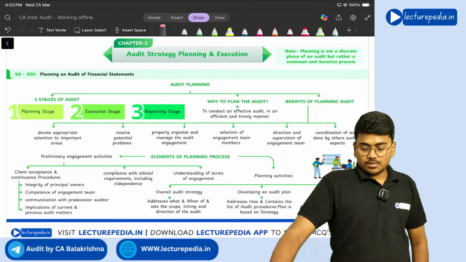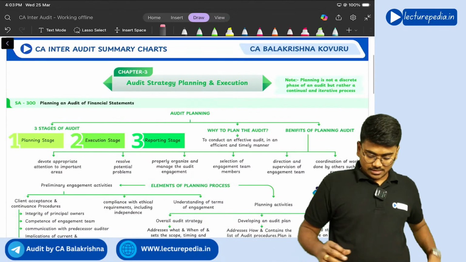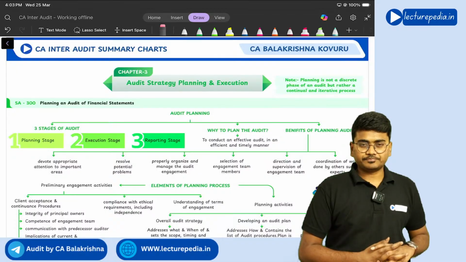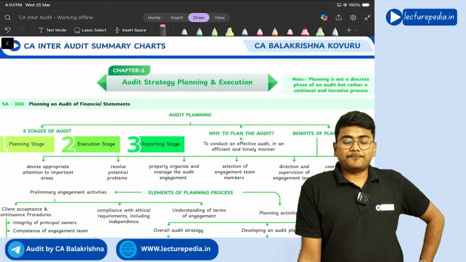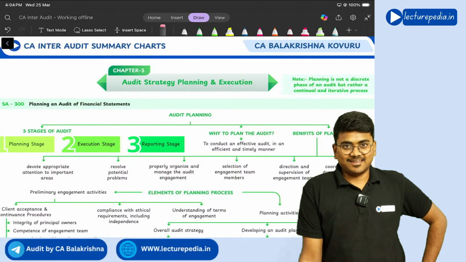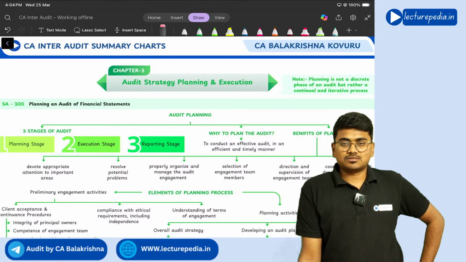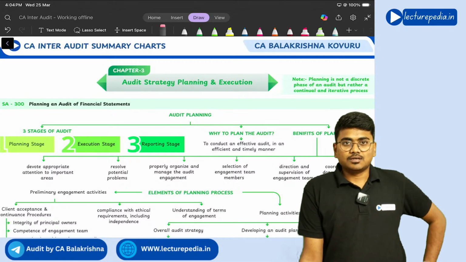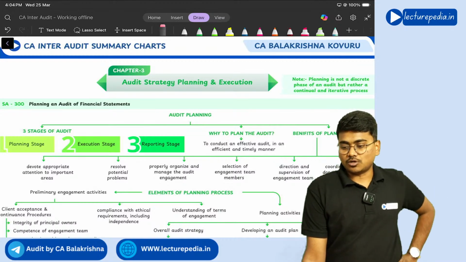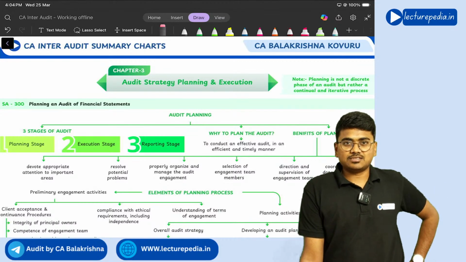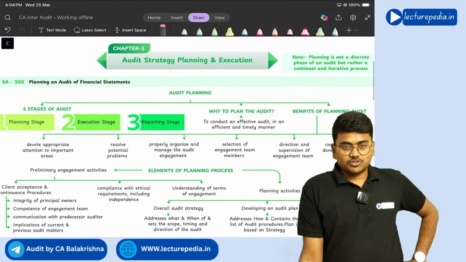So we'll wait for 2 more minutes and we'll start the session. Today we'll be discussing the third chapter, which is audit strategy, planning, and execution. Actually, this chapter was scheduled to be done on 23rd, but due to some issues, I was not able to take this particular class live. So today we will be discussing this chapter.